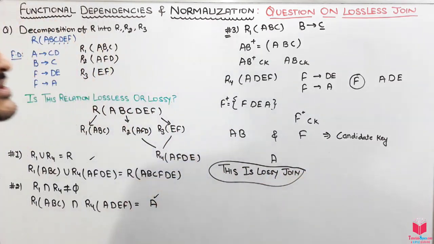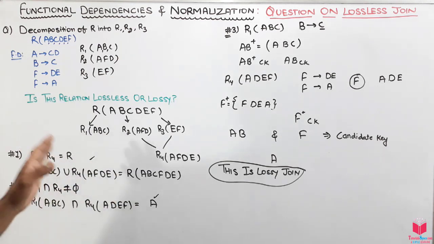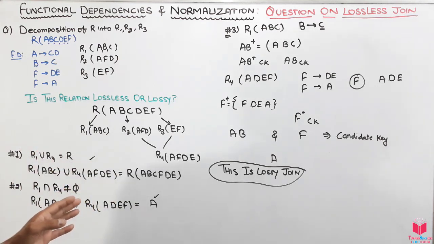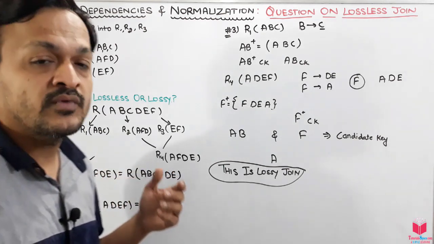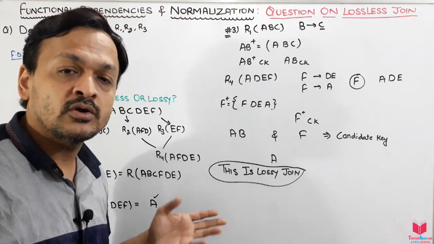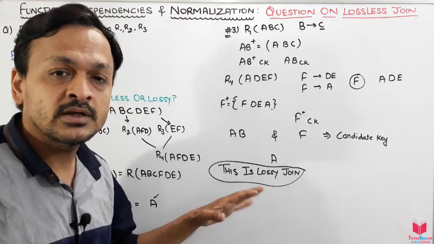Okay guys, so this is all about how we can go for a numerical in which we have to check all three conditions. First, take the union of the decomposition, then take the intersection of the decomposition, and in the last we have to find whether it is a super key or not. Okay guys, so this is all about this condition.